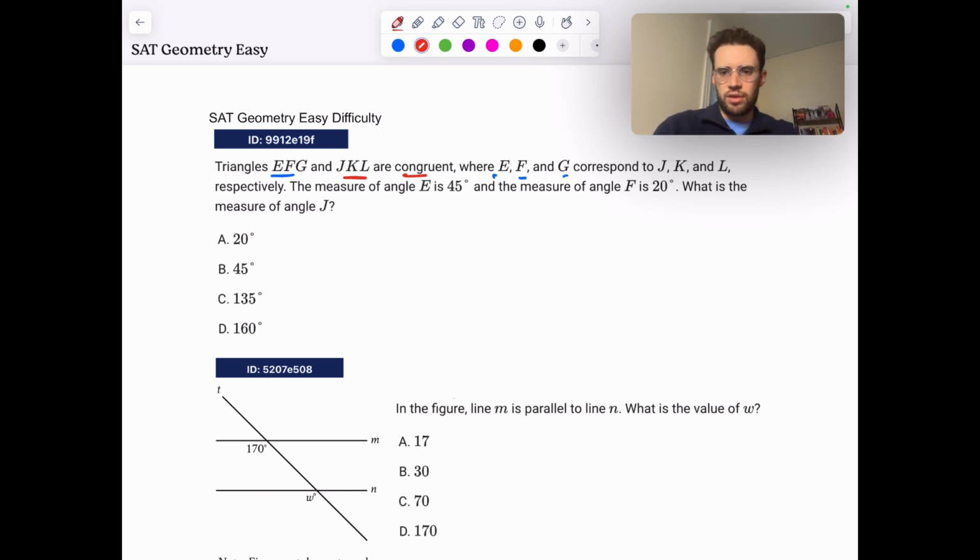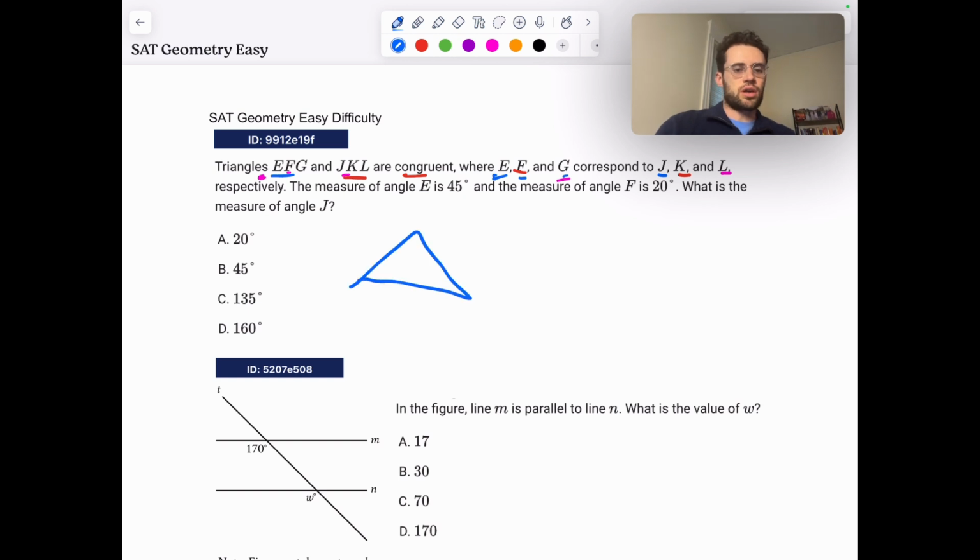So that's actually given when they write it like this, but the SAT always specifies it as well. So E corresponds to J, F to K, and G to L. So it's given if they write them in that order. So the first letter will go to the first, second to second, third to third. But they, again, will specify that for you.